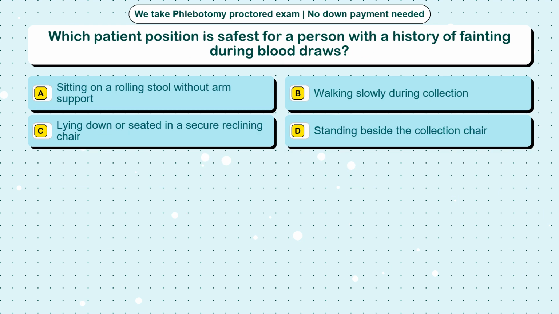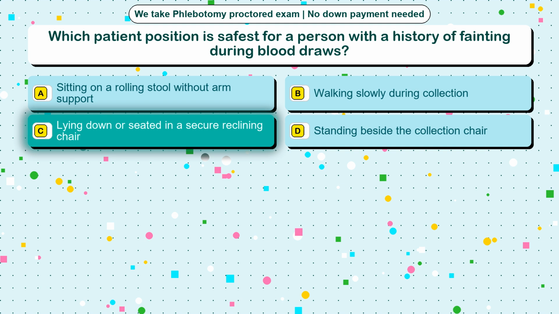Question 96. Which patient position is safest for a person with a history of fainting during blood draws? Option A, sitting on a rolling stool without arm support. Option B, walking slowly during collection. Option C, lying down or seated in a secure reclining chair. Option D, standing beside the collection chair.